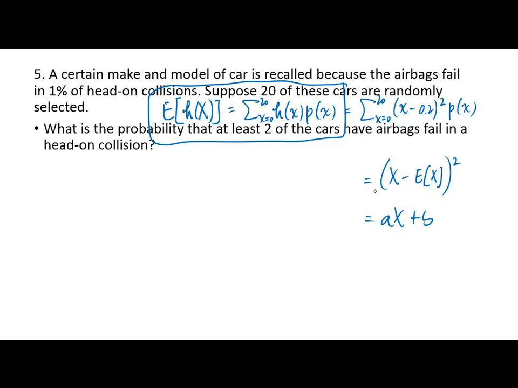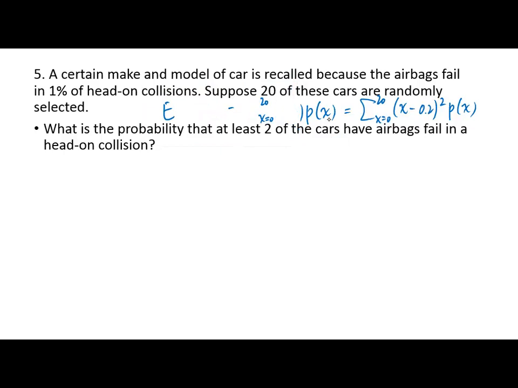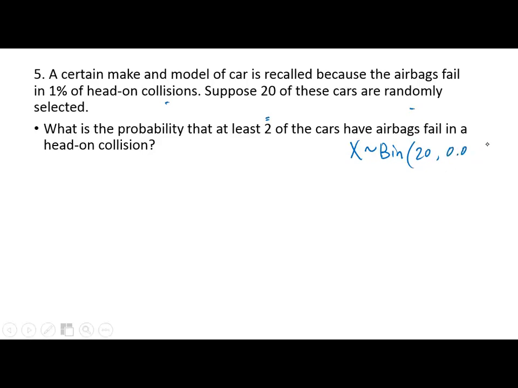Okay, let me clear myself some space here. Okay, so same setup here. X is still binomial with 20 cars, and the success probability is 0.01. So now part B here, what's the probability that at least 2 of the cars have airbags fail in a head-on collision?